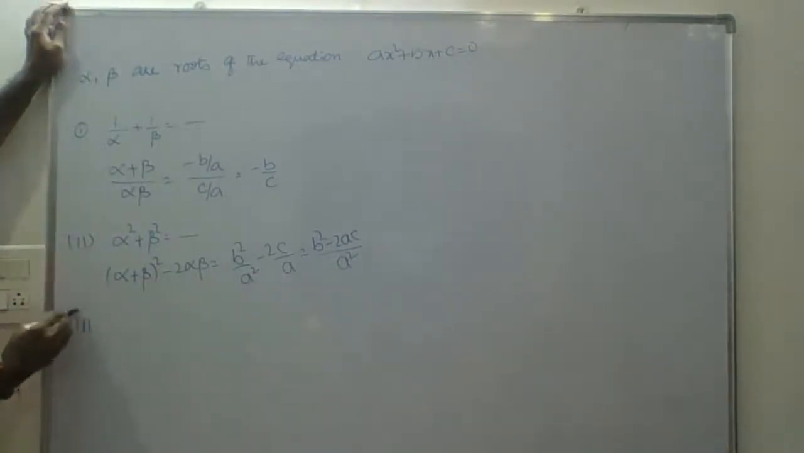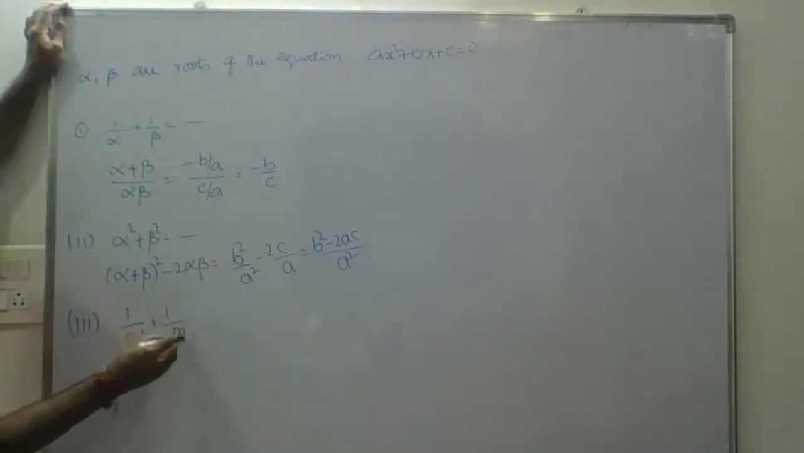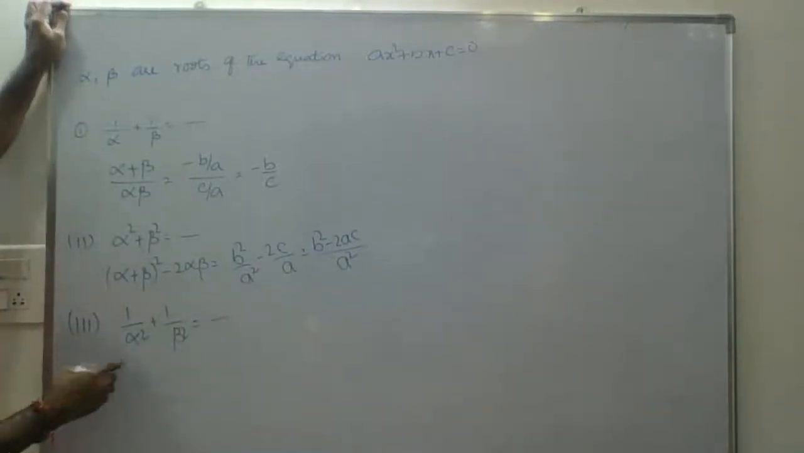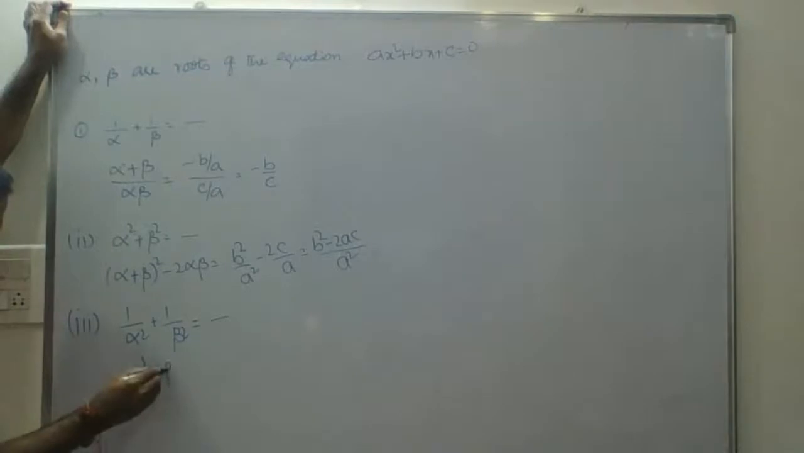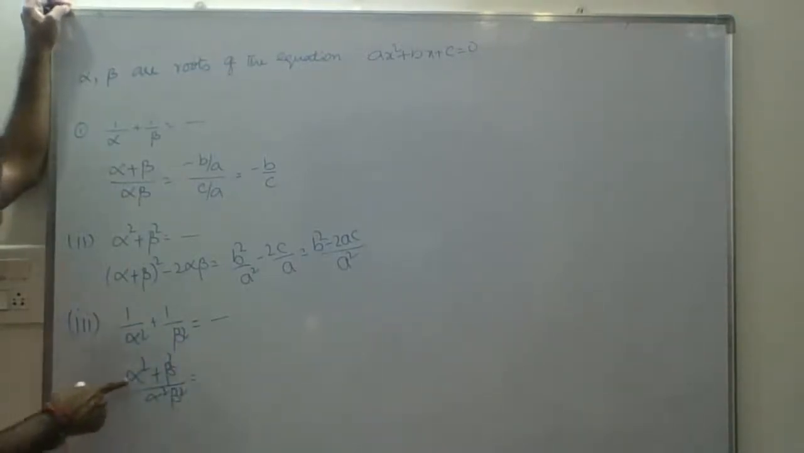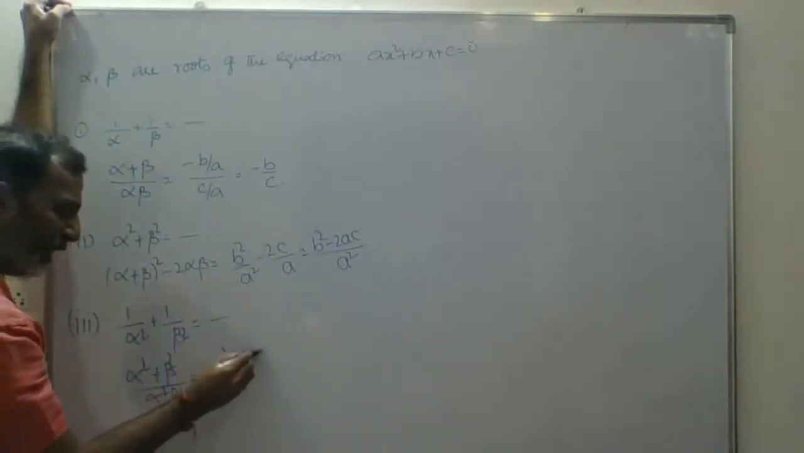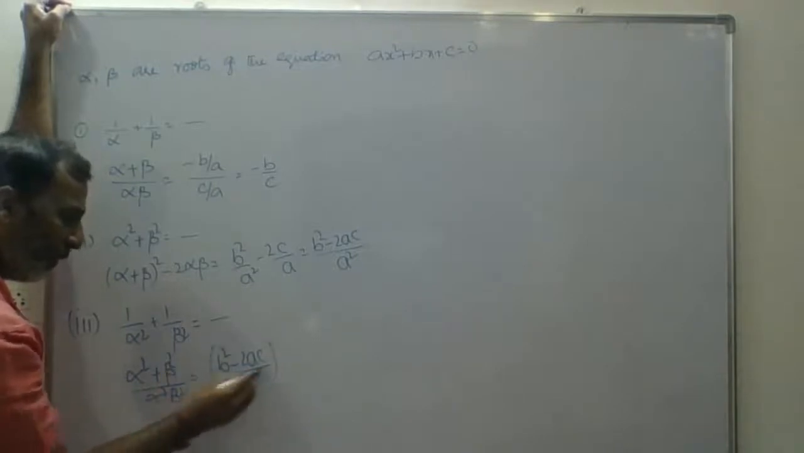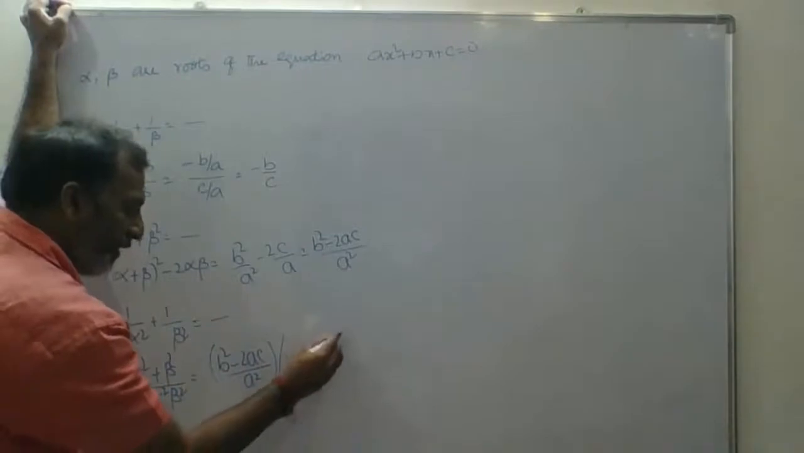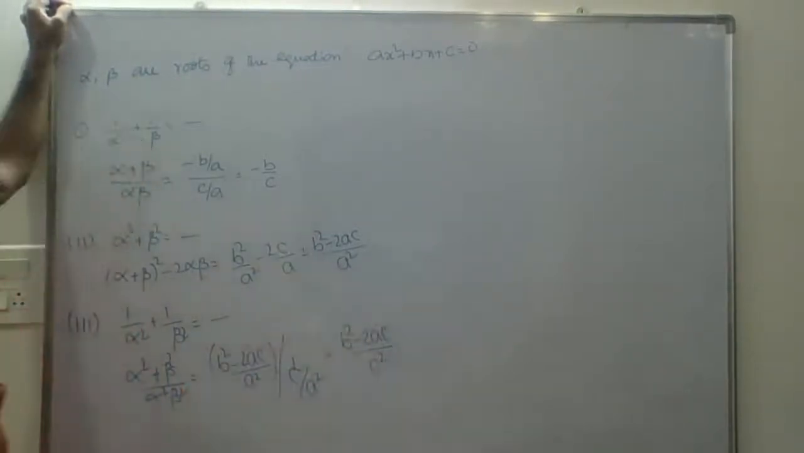Okay, third one, 1 by alpha square plus 1 by beta square is equal to dash. If we take the LCM, what do we get? Alpha square plus beta square by alpha square beta square. What is alpha square plus beta square? b square minus 2ac by a square, by alpha square beta square, c square by a square. So the answer is b square minus 2ac by c square.